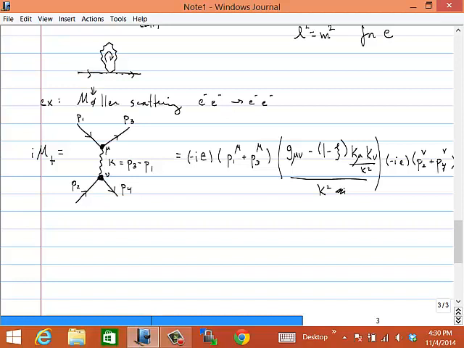Yes, question? No, here p squared is not 0, right? Because it's an internal particle. So here, K is p3 minus p1. So K squared is p3 minus p1 squared, which is what we call t in our Mandelstam variables.